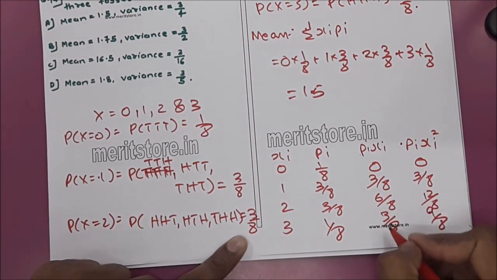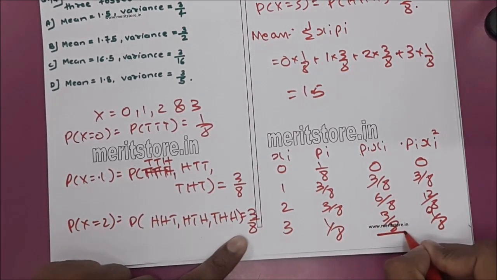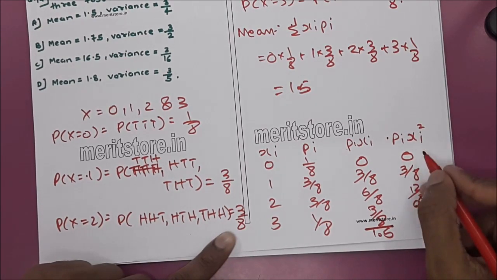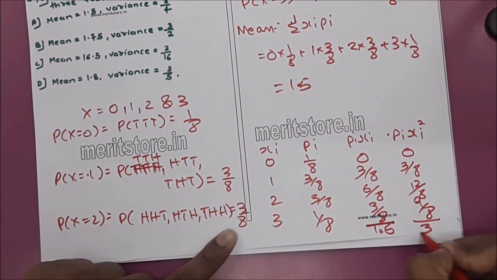We add pi xi, that is we need the summation of pi xi, we get 1.5, and for the summation of pi xi square we get 3.